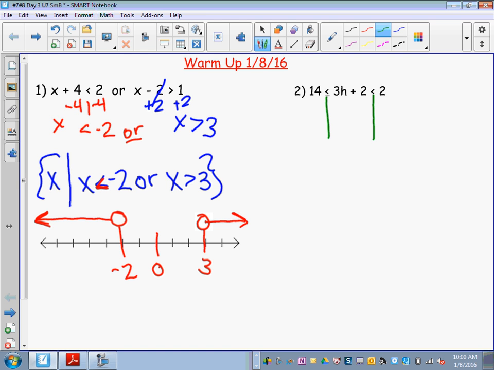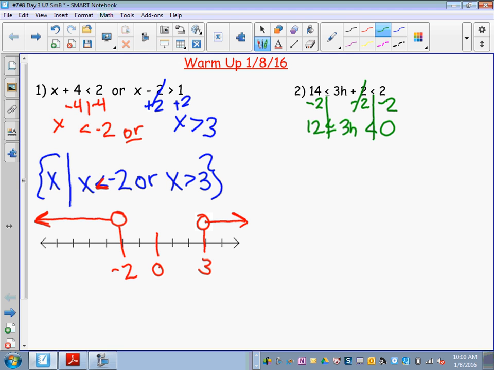Subtract 2. Yes, subtract 2 from both sides. And then Kajo, I'm going to call on you next. So notice we're subtracting 2 from all 3 pieces. 14 minus 2 is 12. So we're less than or equal to 3h. 2 minus 2 is 0. And 2 minus 2 is 0 over here. That's fine. We can put a 0 there.